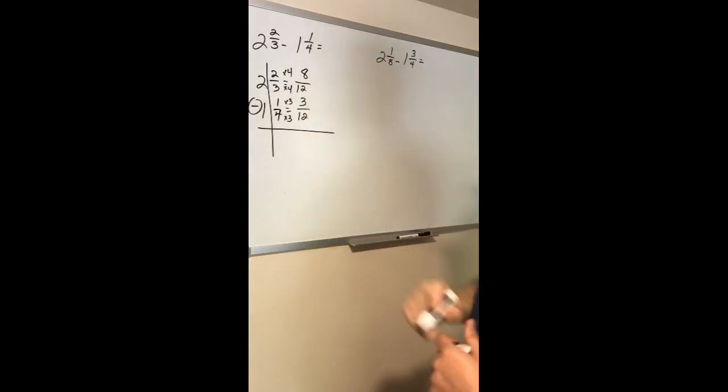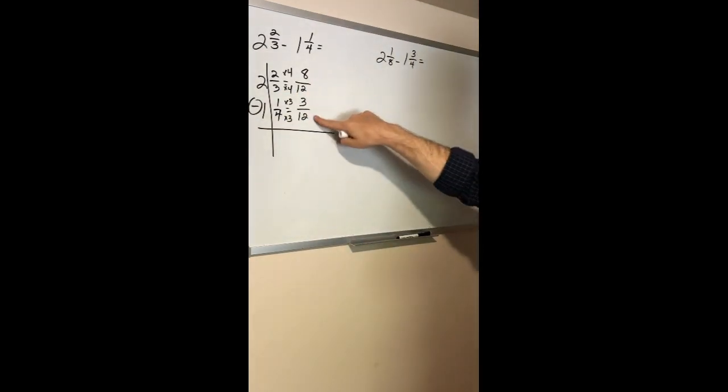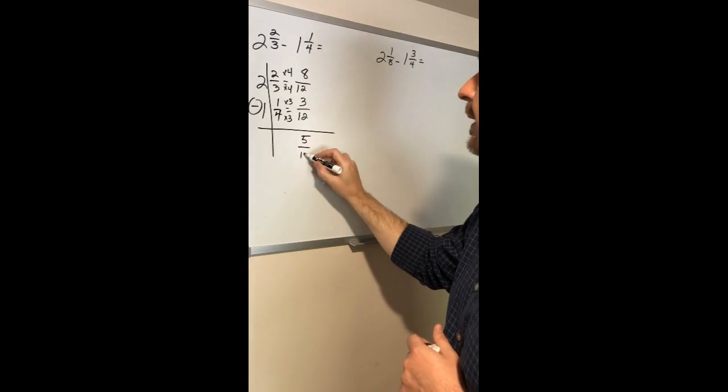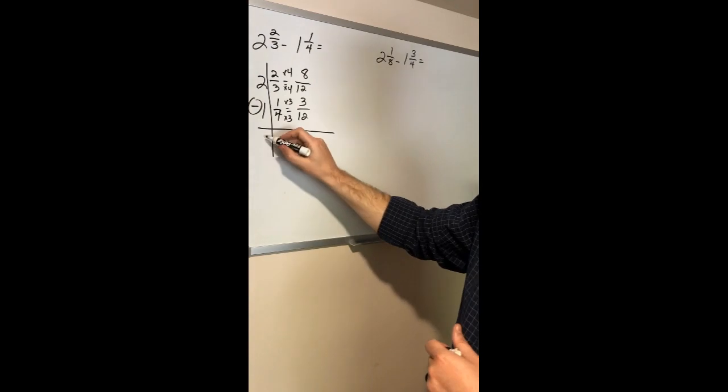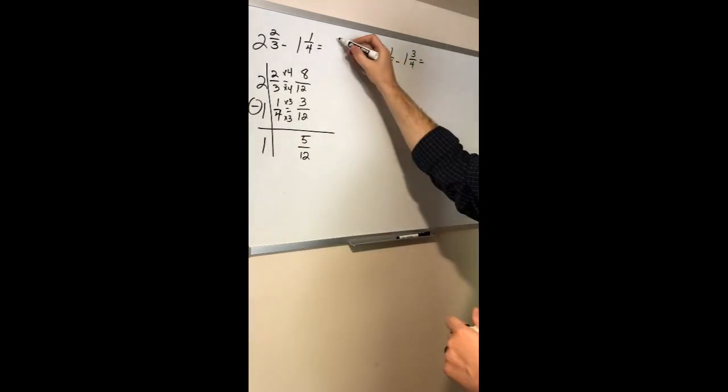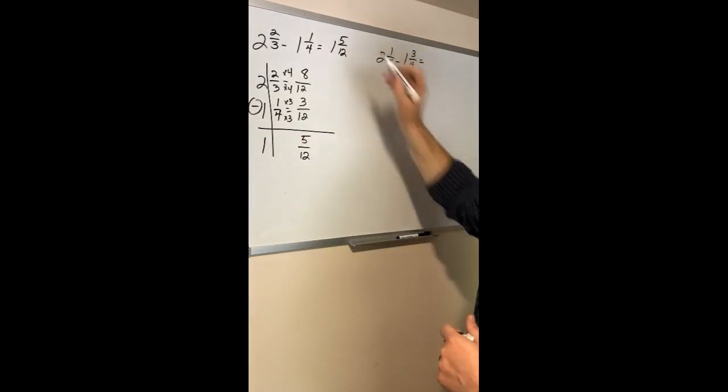This time, remember, I'm subtracting. So 8/12 minus 3/12 is 5/12. That can't be simplified. Let's do the wholes. 2 minus 1 is 1. So this is 1 5/12.